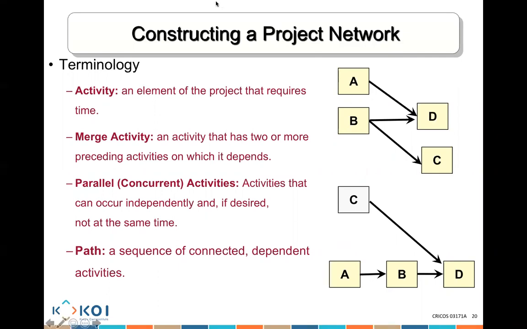What is a pathway? A pathway is a sequence of connected dependent activities. In this example, there's one sequence AD, one sequence BD, and one sequence BC. So there are three sequences in this example. What about here? We have one sequence CD, and we have another sequence A, B, and D. So there's one sequence, two sequences. That's what we try to do.